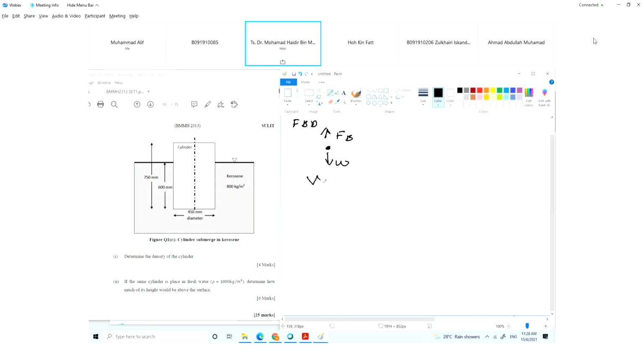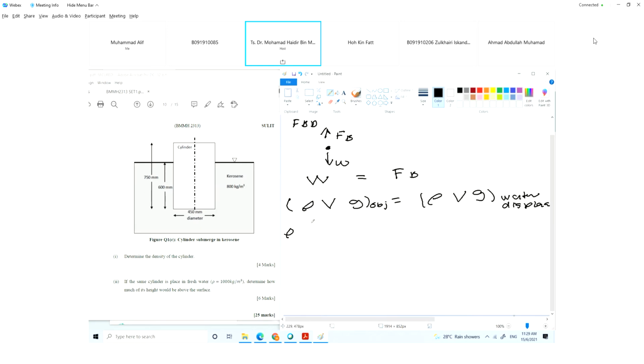From this free body diagram, you know that the weight is equal to the buoyancy force. So the weight of this cylinder is equal to rho times V times g. And for the buoyancy force, it is also rho V g, but this is for the kerosene displaced. So for this part, the density of the object is the one that you are searching.